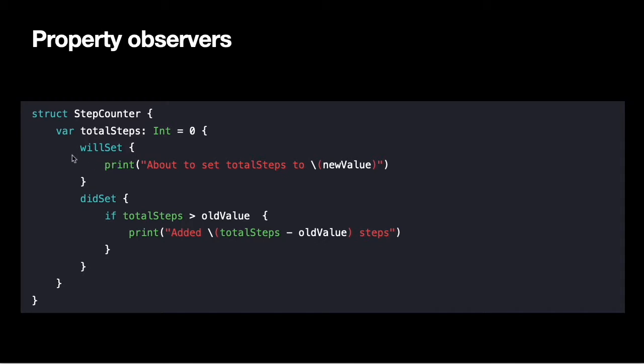Using property observers is a great way to guarantee that no matter how your property is changed, a particular set of code will be executed.